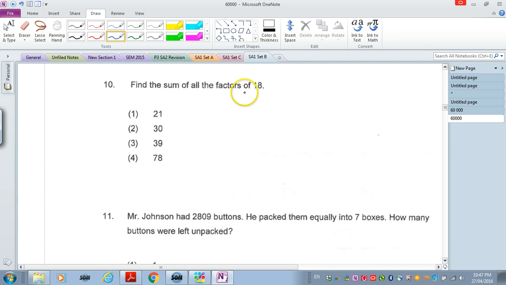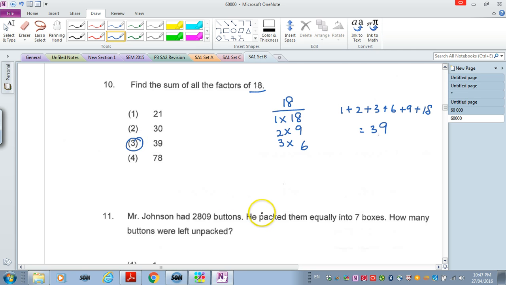Find the sum of all the factors of 18. So I have 18. I write down the factors. 1 times 18, 2 times 9, 3 times 6. And I need to add up: 1 plus 2, plus 3, plus 6, plus 9, plus 18. And I would get 39. Option number 3.